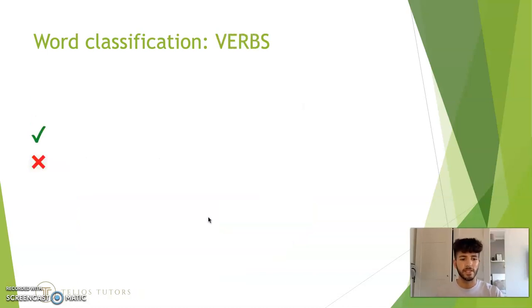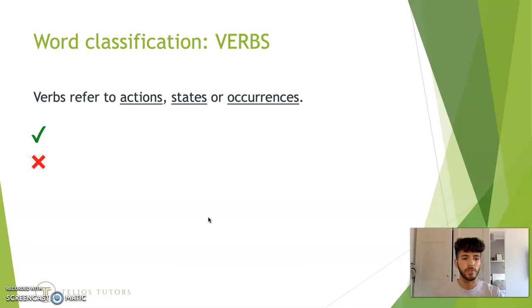So now that we have a basic understanding of nouns, we can move on to the next important type of word, which is verbs. So in primary school, as I'm sure you're familiar with, we're taught that verbs are doing words, and that's exactly what they are. They refer to actions, states, or occurrences. And they are, I would say, the most important part of a sentence.